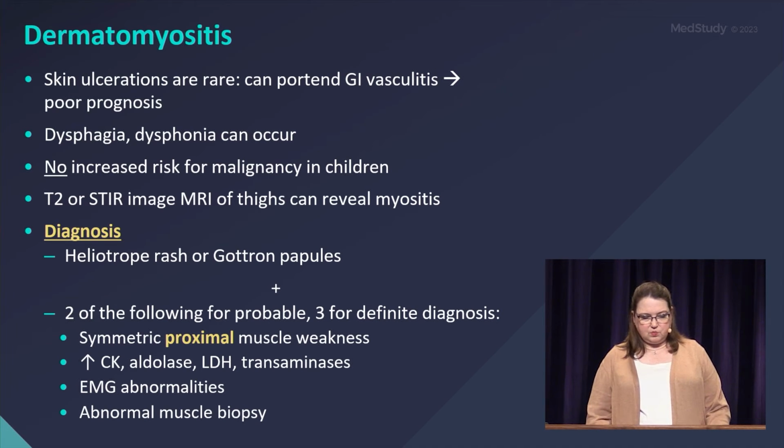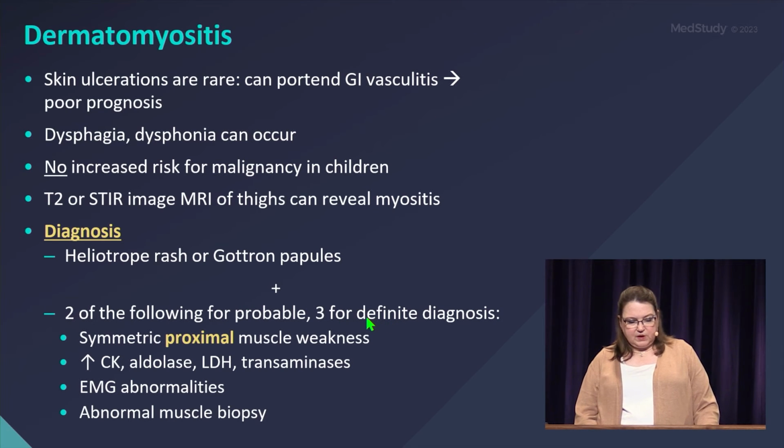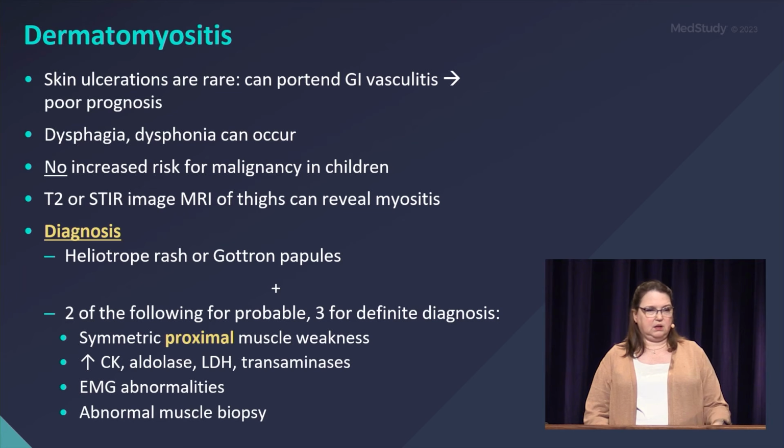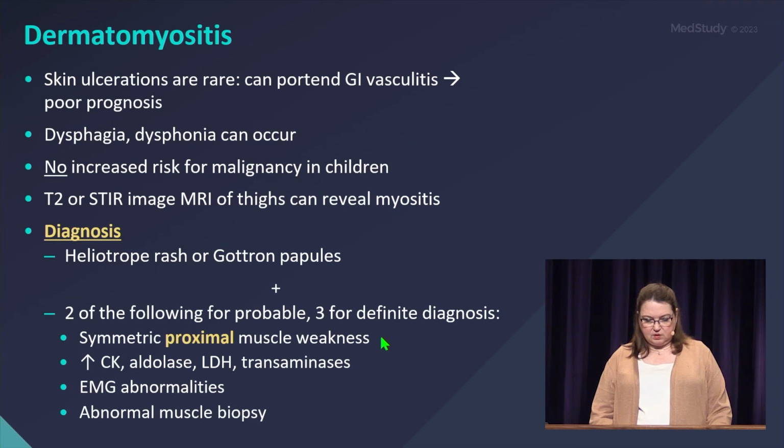You diagnose it with one of the characteristic rashes, either the heliotrope rash or the Gottron's papules, the rash over the MCPs and PIPs, and two of the following for probable diagnosis: symmetrical proximal muscle weakness. We have a whole scale of tests that we do specifically to see how long they can hold up their head, etc., that we use for both diagnosis and treatment. And increased blood work: CK, aldolase, LDH, transaminases, all will be up during periods of active myositis.